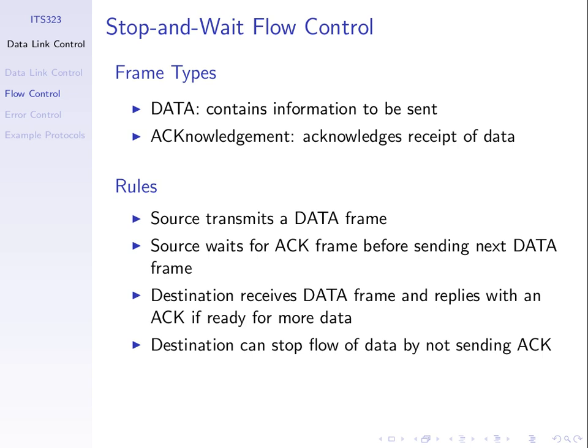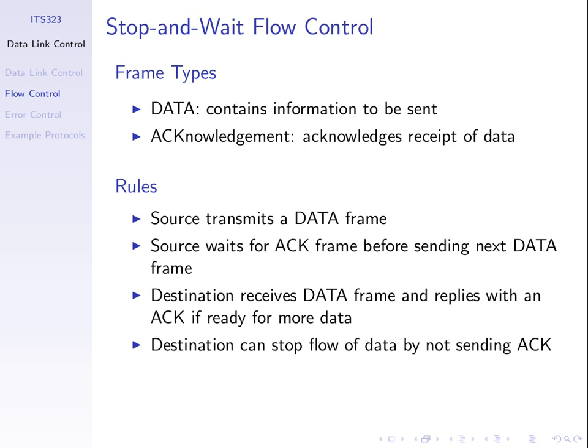And if the destination is busy, so the destination has received some data and is taking a long time to process it, then to make sure that the source doesn't send any more, it simply doesn't send an ACK. Delay the sending of an ACK. So that's the flow control mechanism. Because the source is not allowed to send more data until it receives an ACK, the destination controls the speed at which the source sends by controlling when it sends an ACK, an acknowledgement.